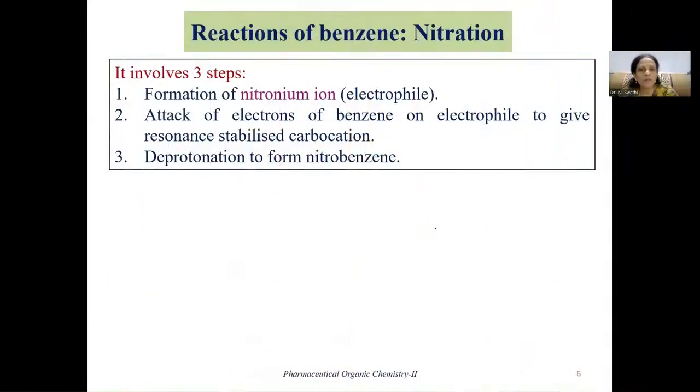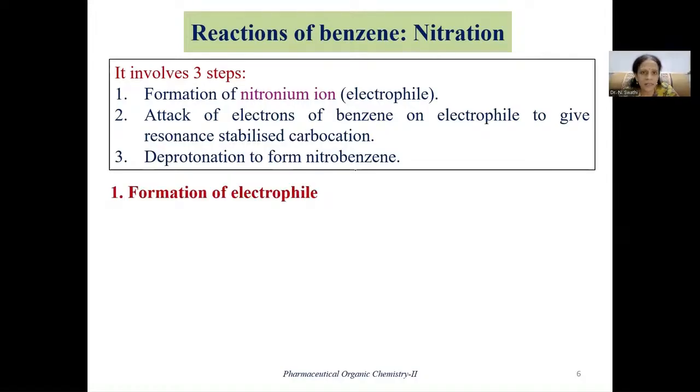So the nitration of benzene involves 3 steps. The first step is formation of electrophile. In this particular reaction, nitronium ion will be generated as electrophile. In the next step, the formed electrophile will react with benzene to form a resonance stabilized carbocation. And later, in the third step, deprotonation of this carbocation occurs to form nitrobenzene.